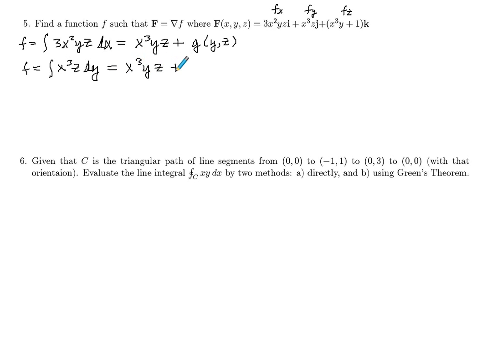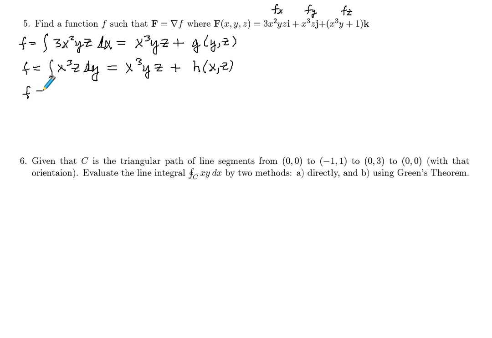But then there might have been some other x and z terms in f that got differentiated down to 0. So there's some other function here, g, that just depends on x and z. So see, if you differentiated this, you got back your x cubed z. If you differentiate this with respect to y, you get 0. So there might be some more stuff.